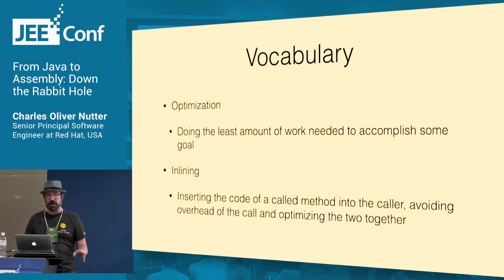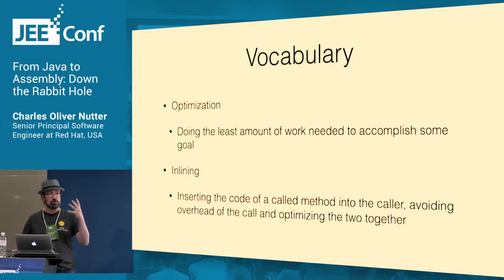Optimization, this is a definition I like to use. Doing the least amount of work to accomplish some goal. The visible result of your application, getting there as fast as possible without wasting a lot of time, without accessing more memory than necessary, without executing more instructions than are necessary. And probably the biggest way that we get here on an optimizing runtime like the JVM is through inlining.